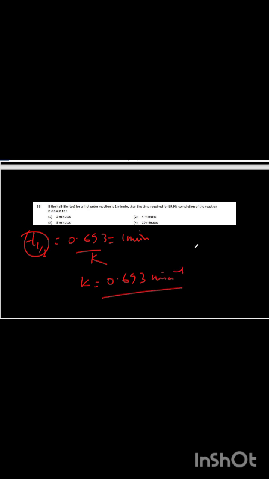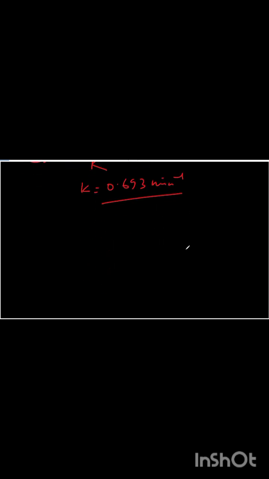Question 56. If the half-life for a first order reaction is 1 minute, then the time required for 99.9% completion of the reaction is closest to? The half-life of the first order reaction is 1 minute. T half is 1 minute. Then K is 0.693 minute inverse. The time required for 99.9% completion is 2.303 by K log R0 by R.